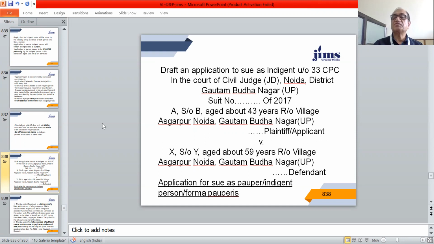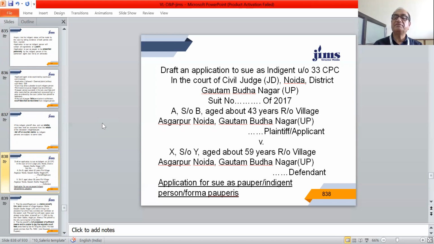So as usual, first of all, you are supposed to draft the name of the court. Here the name of the court in this illustration which I have chosen is the Court of Civil Judge Junior Division. So the first line to be drafted by you is: In the Court of Civil Judge Junior Division, Noida, District Gautam Buddha Nagar, UP. Suit number ___ of 2017.